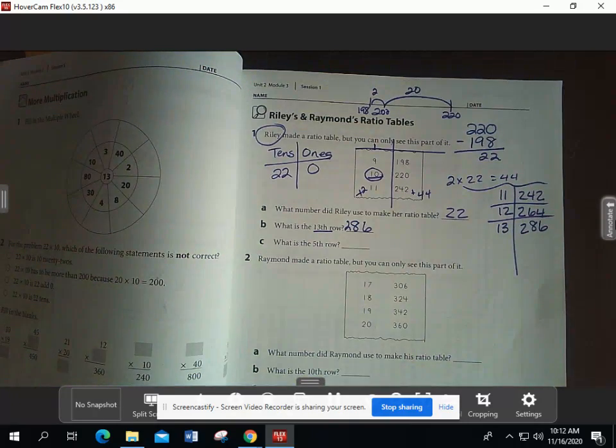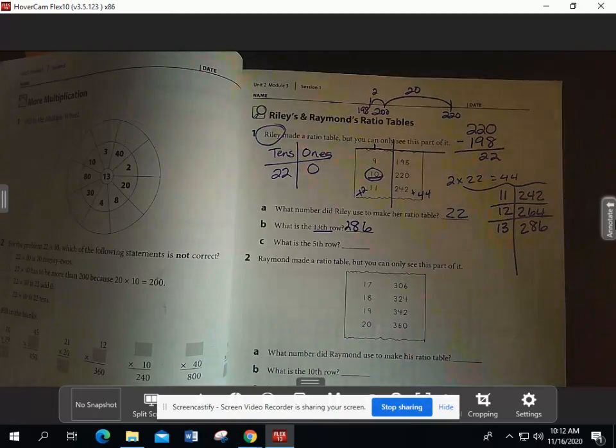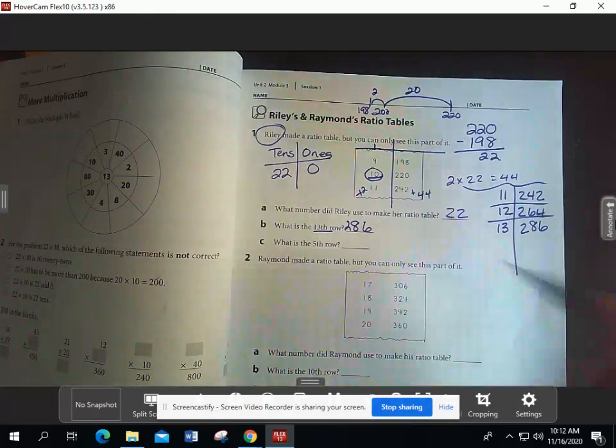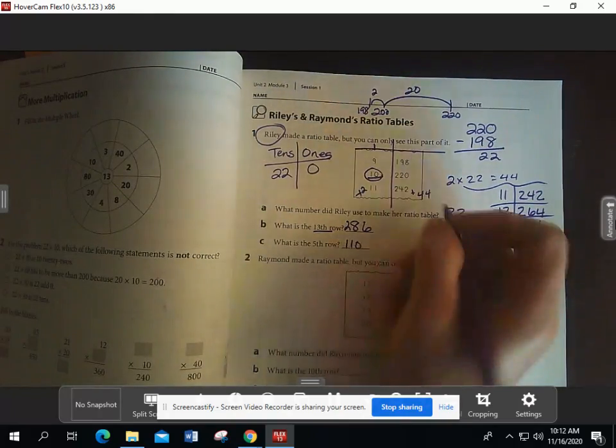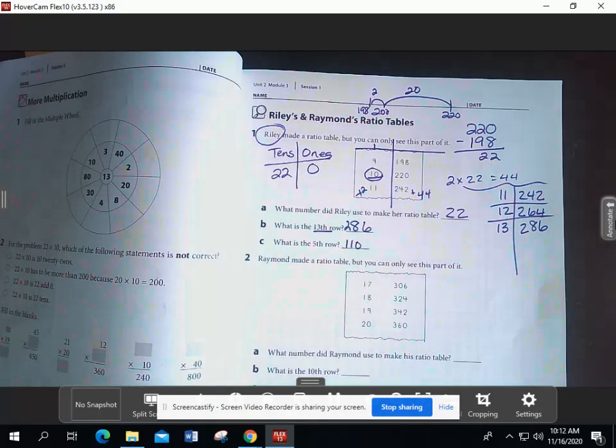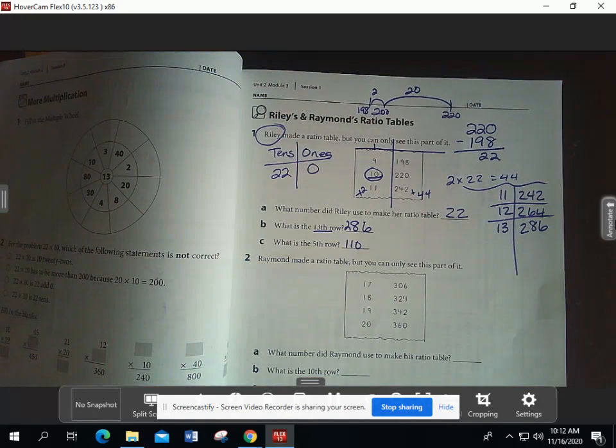Half of 200 is what? Tucker's table. Half of 200 is what? Yes, sir. 100. Half of 20 is what? 10. So 100 plus 10 is 110. Did anybody else figure that out another way? Did anybody draw the ratio table starting at 1 just to make certain you knew that you were right? Okay, good. So you were being thorough.